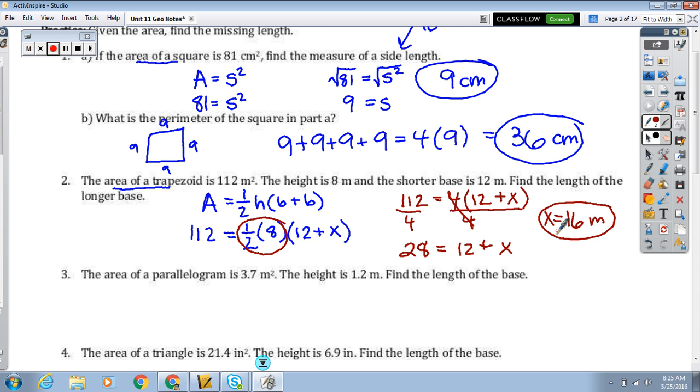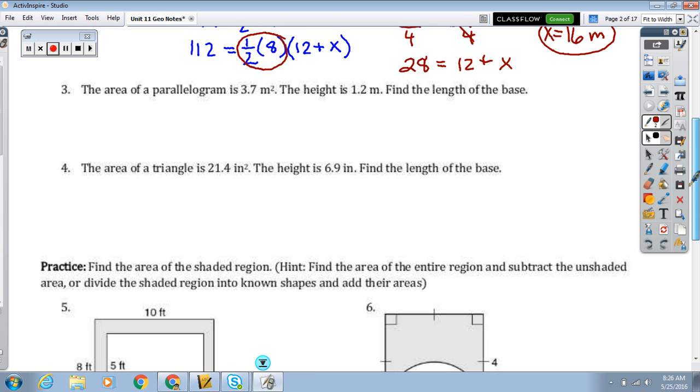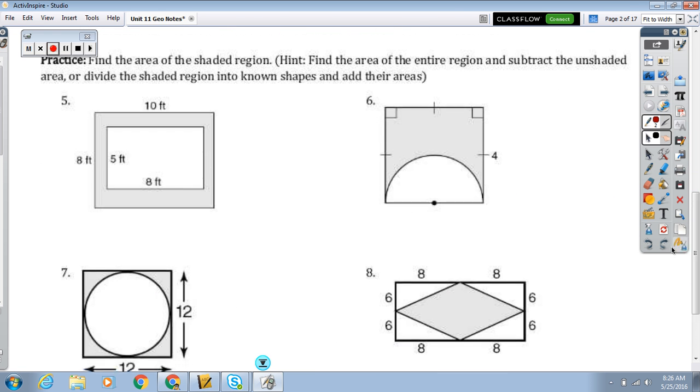And if you're doubting your answer, not really sure, remember that you could always take all these measurements, the bases, the height, and plug them back into the original trapezoid formula and make sure that you get 112 as an answer. Alright, so the very last kind of thing we're going to see is when we're given irregular shapes, something that isn't just a square or just a circle, where we're kind of combining more than one shape to see how much this shaded area is.